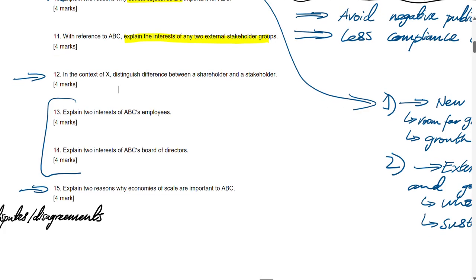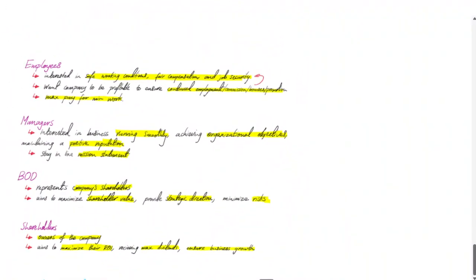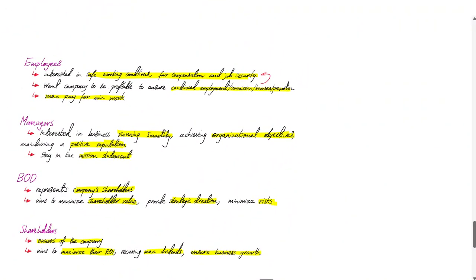Interests of any two external stakeholder groups. So we have our external stakeholders. Before I show you them, this is our internal. What are our external stakeholder groups? Definitely just write it down, and I'm going to write it down with you.